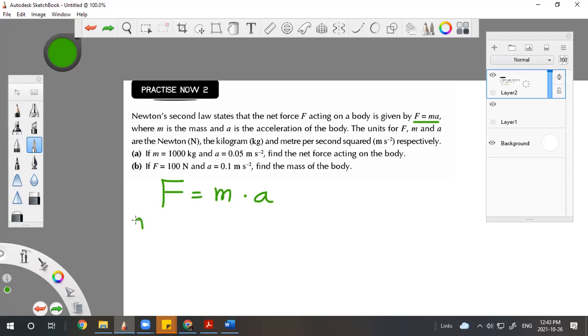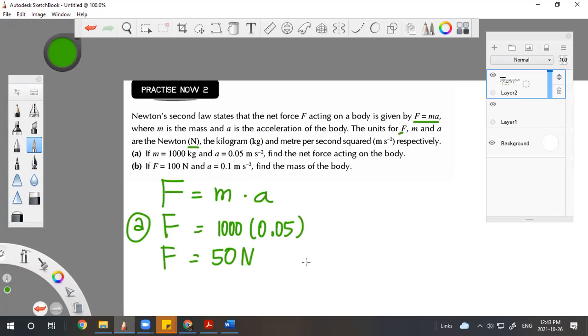So for question A, find F. If F equals 1000, so you just change the F by 1000, and a equals 0.05, you just change this position, and find the net force, find F. See, you just multiply, right? So F equals 50. What is the unit? The unit of F is Newton here.